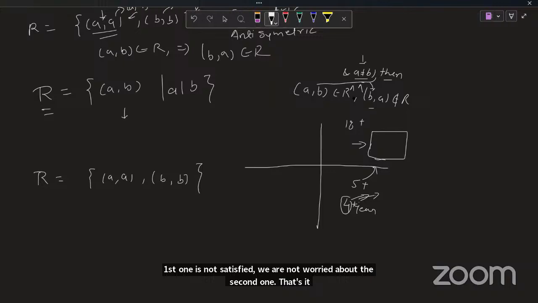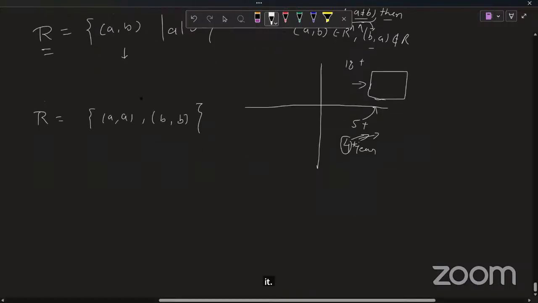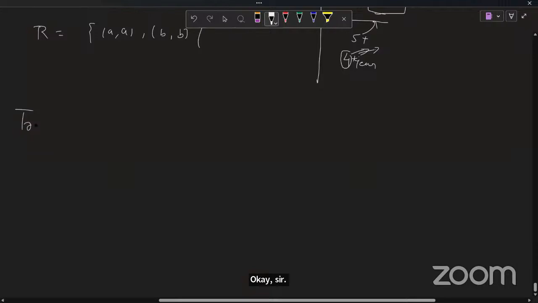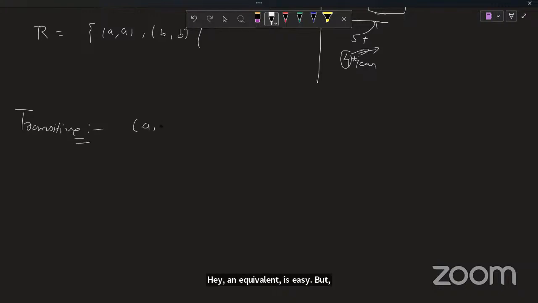Okay, so now let's move to the transitive relation. This is last. An equivalence relation is easy. So a transitive relation is saying if (A, B) belongs to R and (B, C) belongs to R, then we will say (A, C) belongs to R. This is the definition. This is easy.